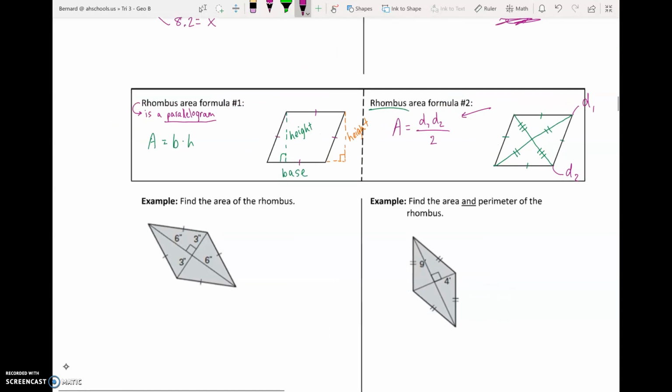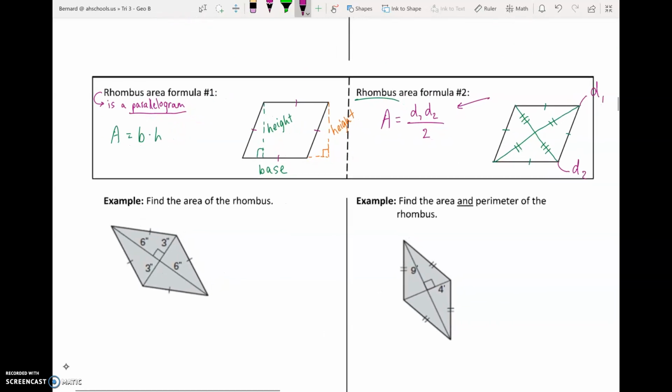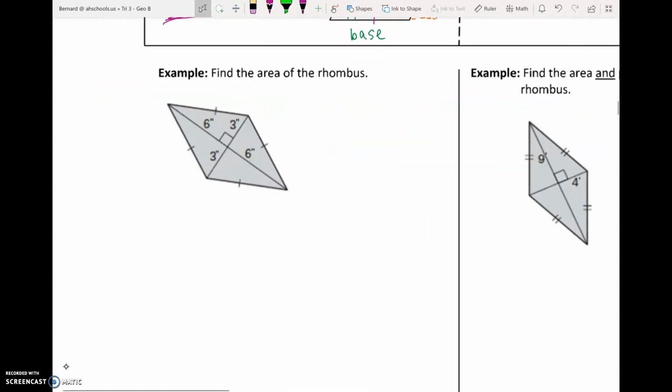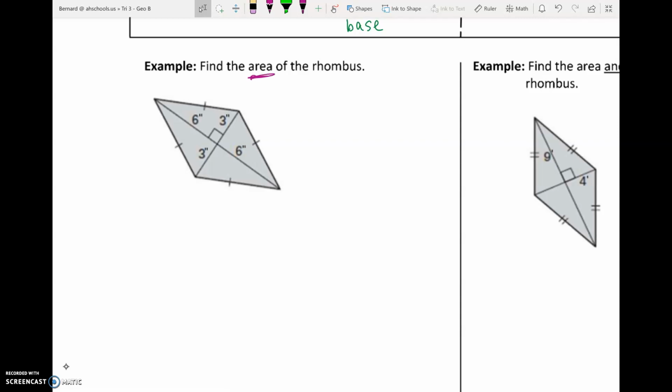by 2. Just so you know, even though these are different formulas, they will not give you different answers. You can use either of them you want. The trick is to use the one that is easiest to work with. Here's what I mean by that. This says find the area of the rhombus, and we can tell it's a rhombus because of the 4 tick marks through the outside. All 4 sides are the same, got to be a rhombus.